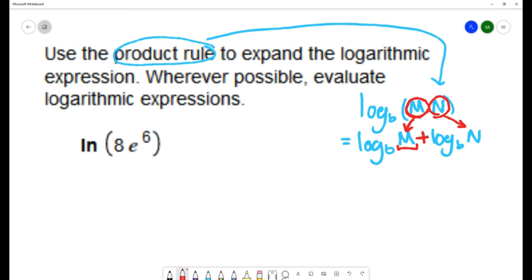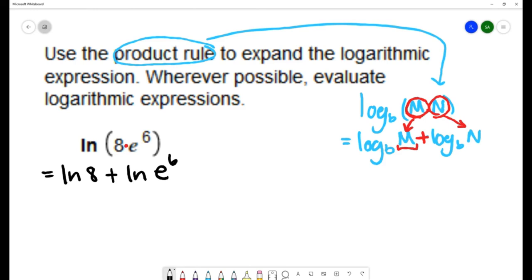You'll notice in our example, we do have a product inside of our natural log, and we're going to be able to use this product rule. So we'll write this as natural log of 8. That's the first factor. We're going to use plus, and we have natural log of the second factor, e to the 6th. So that step right there shows us applying the product rule to expand the logarithm.